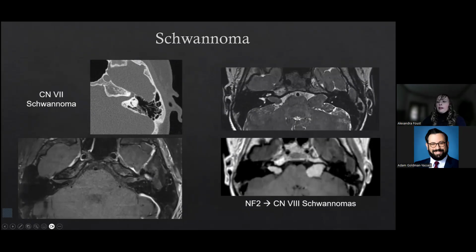And then in the setting of NF2, you're thinking about vestibular schwannomas, which tend to be bilateral, avidly and homogeneously enhancing, and extending out of the external auditory canal into the adjacent cerebellopontine angles.